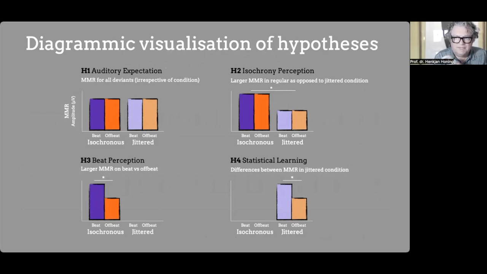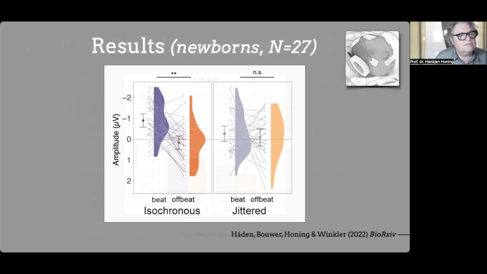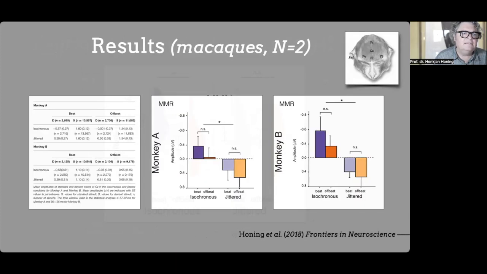So the listeners might have picked up these transition probabilities, and then you might expect a significant difference between the so-called beat and offbeat positions in the jittered condition. We will present results of adults confirming all four hypotheses. We present results in newborns using the same paradigm, confirming three of the hypotheses, not the statistical learning one. And we present these results for two macaque monkeys, where we only confirm one hypothesis, the isochrony perception interpretation.